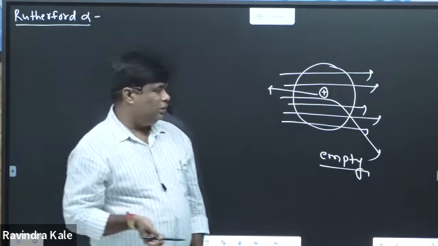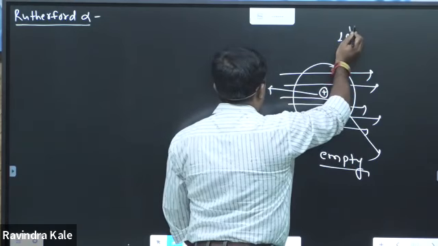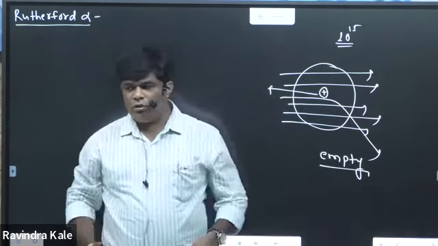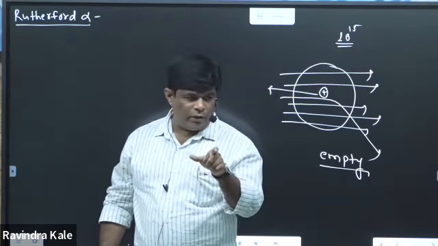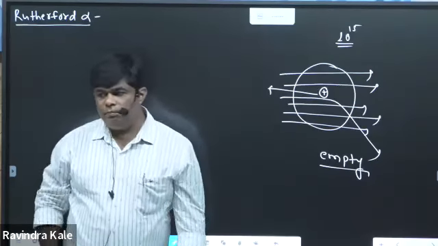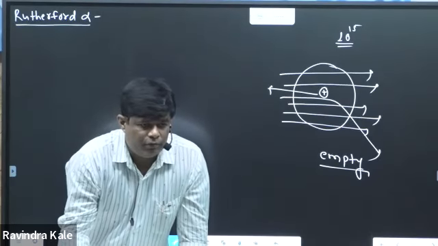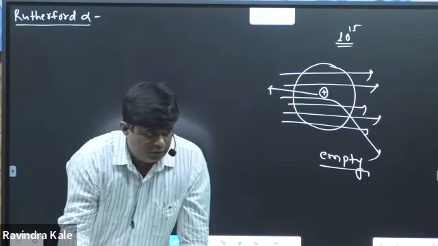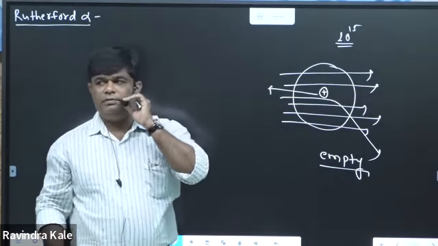And what is the relation between them? The volume of the atom is how many times more than the volume of the nucleus? 10 raised to 15 times. And you prove it by using the formula 4 by 3 pi r cube. Then the radius of an atom and the radius of the nucleus: the radius of an atom is 10 raised to 5 times more than the radius of the nucleus. Is it clear? So this is the Rutherford alpha scattering experiment.